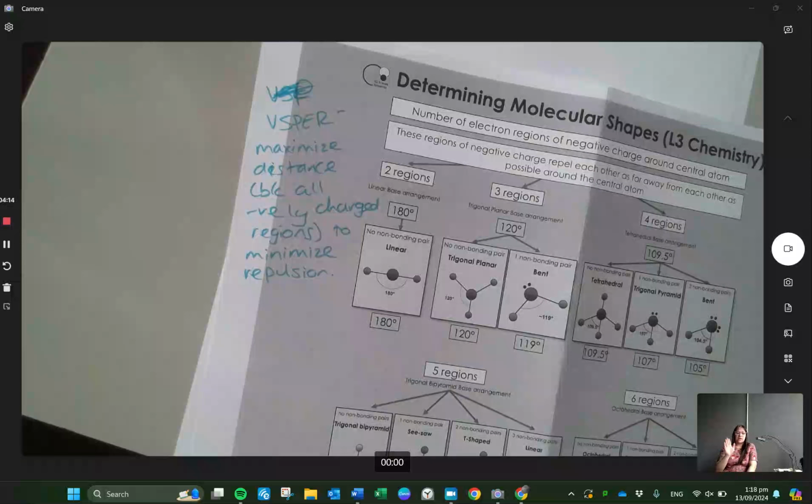So last year you were thinking about, okay, how many regions do I have? How's it going to affect the angle? And the next question then is how many things are bonded and how many things are unbonded? Because we have to remember that when it comes to the shape, the atoms that are actually bonded are going to show up as the final drawing shape, because the lone pairs of electrons are not drawn in the final shape. They affect it, but they're not drawn in it. And so that's something to keep in mind.